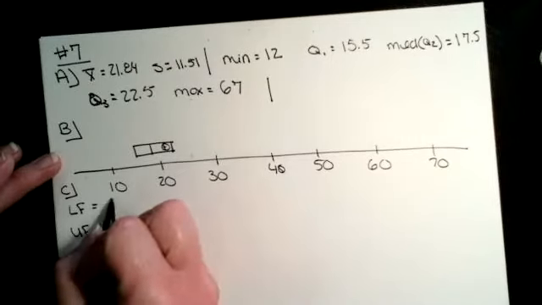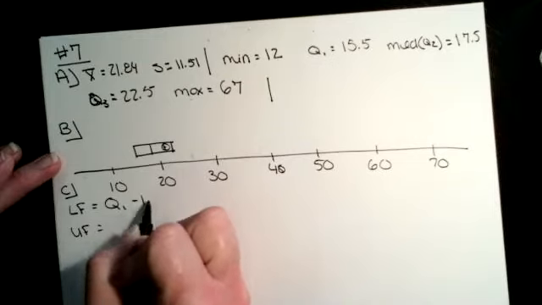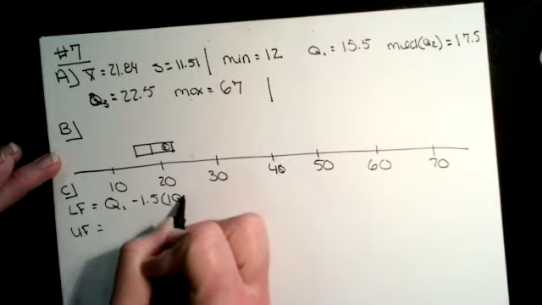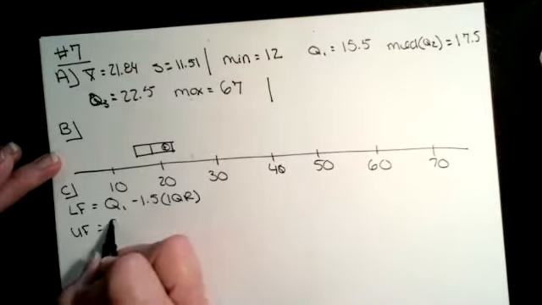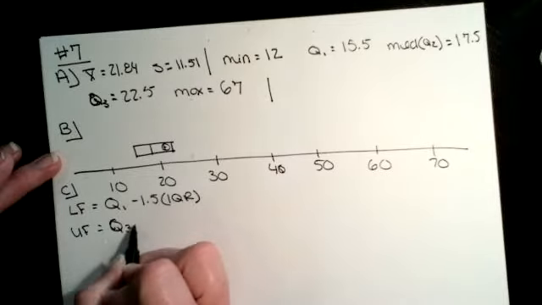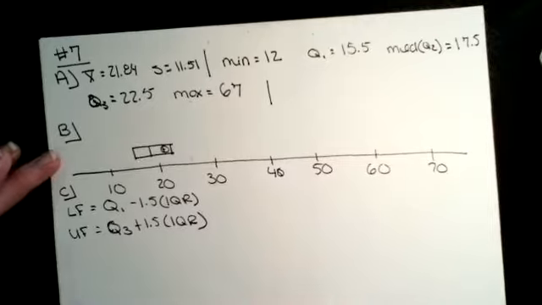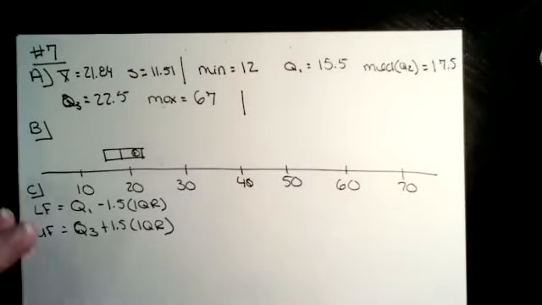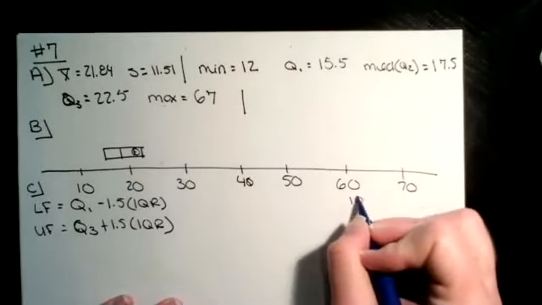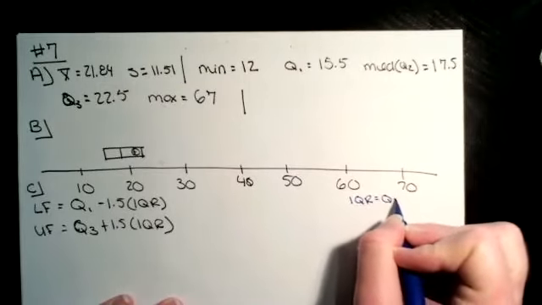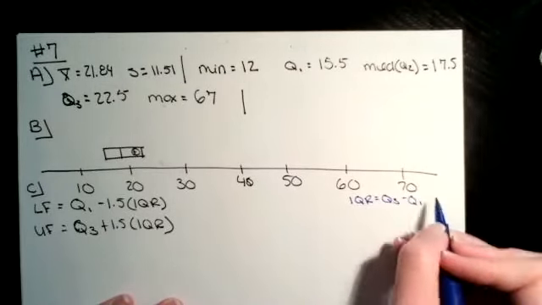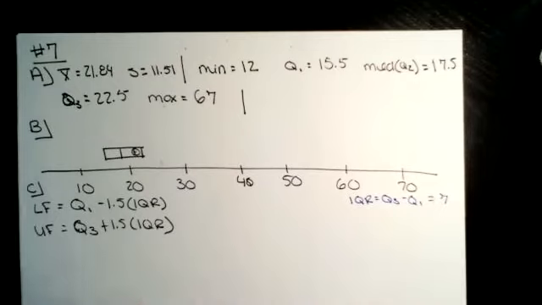So my lower fence is quartile 1 minus 1.5 times the IQR. And the upper fence is quartile 3 plus 1.5 times the IQR. Off to the side, I'm just going to mention what the IQR is over here. IQR is quartile 3 minus quartile 1, which leaves me with 7.